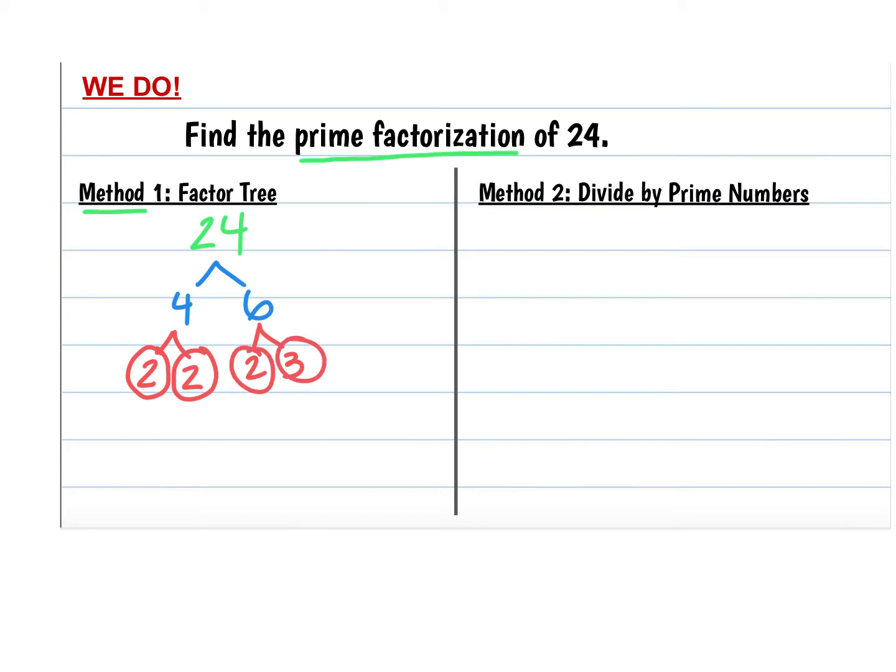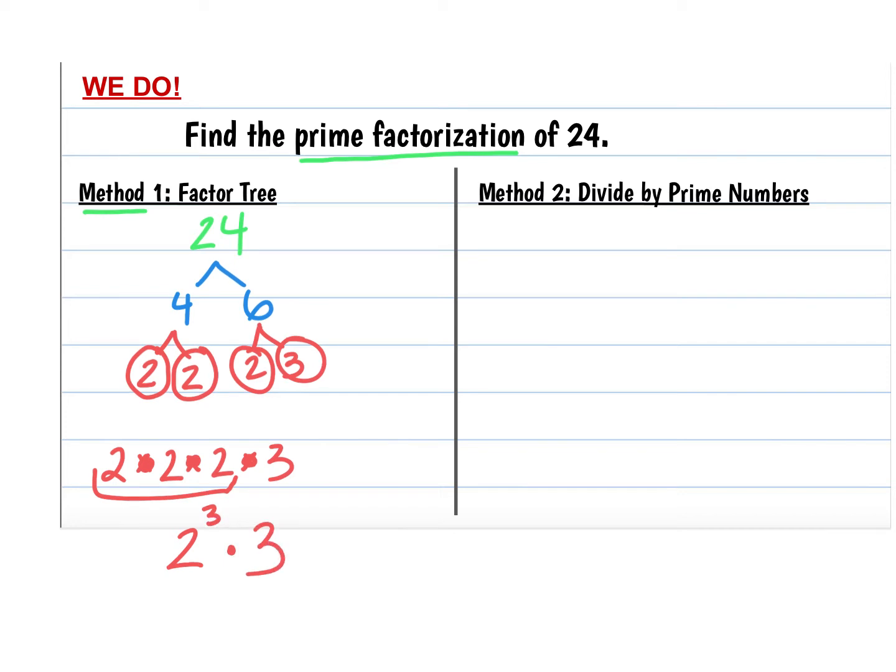And I write that as a product of primes for prime factorization, 2 times 2 times 2 times 3. I'm going to try to avoid using those x's for multiplication. Another way to write this, if I have 3 2's multiplied by themselves, that's 2 to the third power times 3.